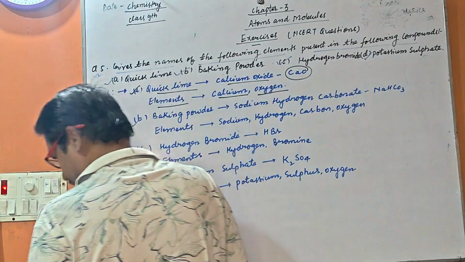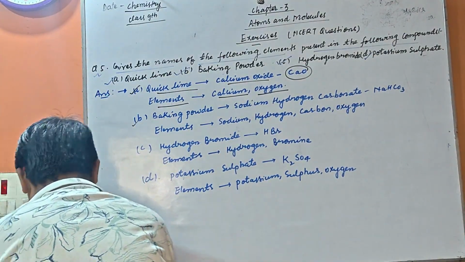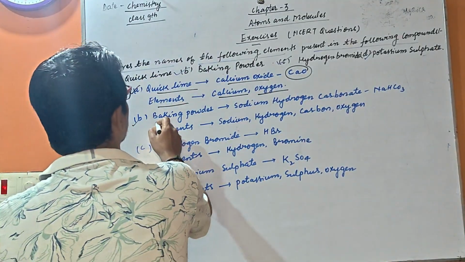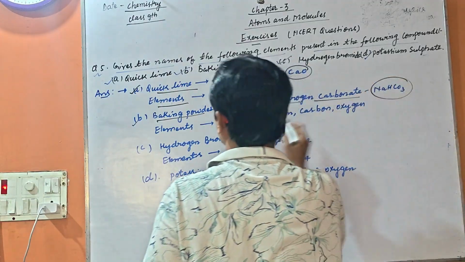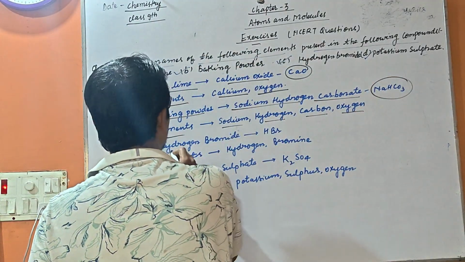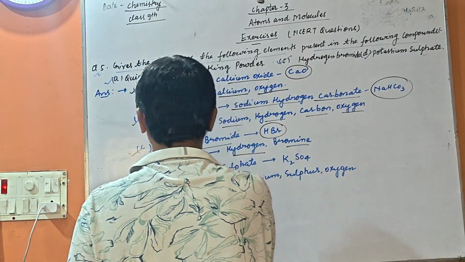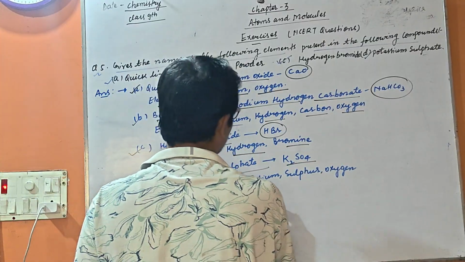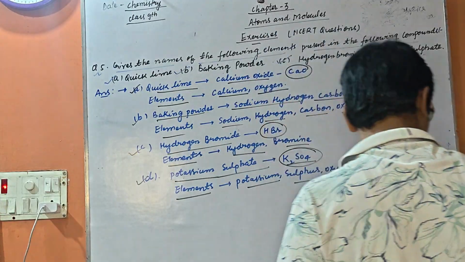Baking soda is the name of sodium hydrogen carbonate. Formula is NaHCO3. Elements present are sodium, hydrogen, carbon and oxygen. Third is hydrogen bromide, HBr. Elements are hydrogen and bromine. Fourth is potassium sulfate, K2SO4. Elements present are potassium, sulfur and oxygen. So this is question number 5.